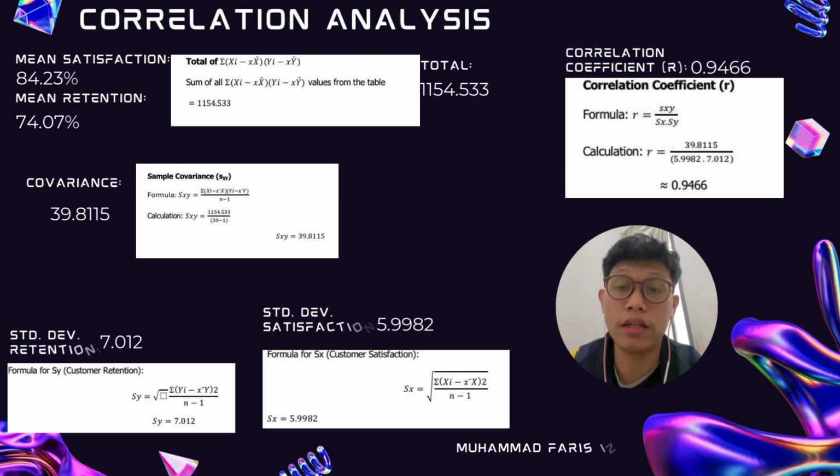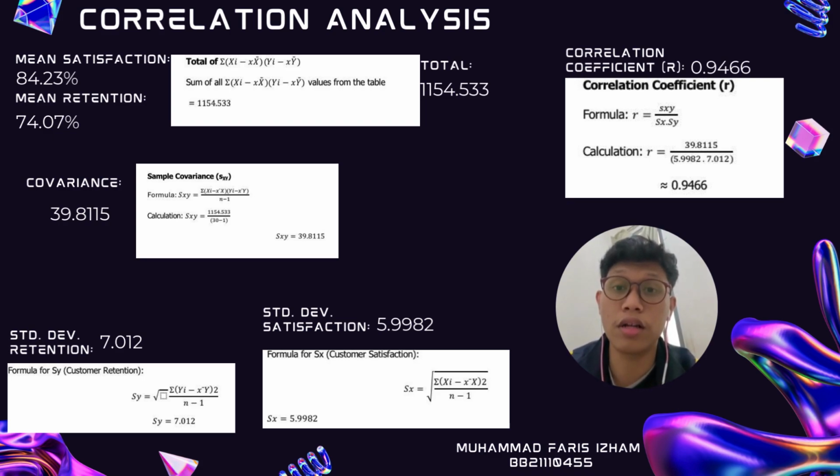First I calculated the main values. The average satisfaction score was 84.23% and the average retention rate was 74.07%. Then I computed the covariance, which tells us the direction of the relationship, and it came out as 39.81, showing a positive trend. Next, using the standard deviations of both variables, I calculated the correlation coefficient, which measures the strength and direction of the relationship. The result was 0.9466, a very strong positive correlation, close to 1, which means the two KPIs move together closely.